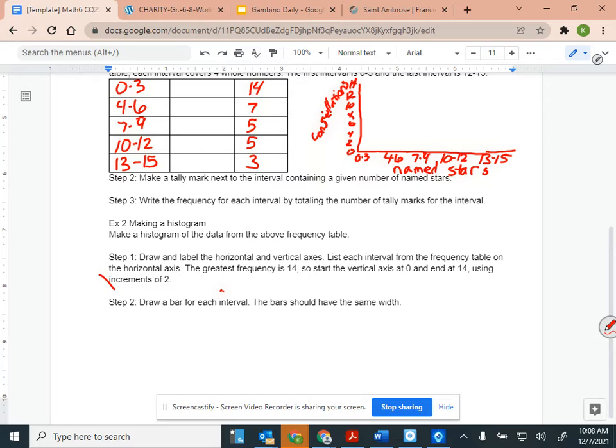So then I'm going to look at that 0 to 3, and I'm going to go all the way up to the 14. And I'll look at my 4 to 6, and I'm going to go up to 7. Now the bar graph, we didn't want them touching. The histogram, they do touch.